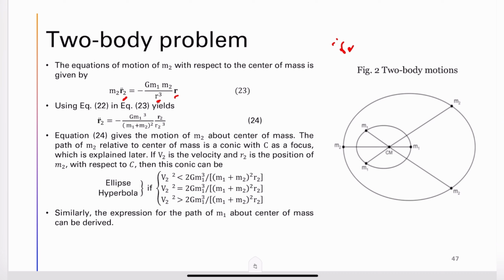So that is nothing but G times m1 cubed divided by (m1 plus m2) whole squared, into r2, divided by r2 the whole cube. Again, this r2 is a vector. Here r2 in the r2 cube, like r2, which is a vector, divided by r2 is nothing but the unit vector along r2. So the equation is unchanged.